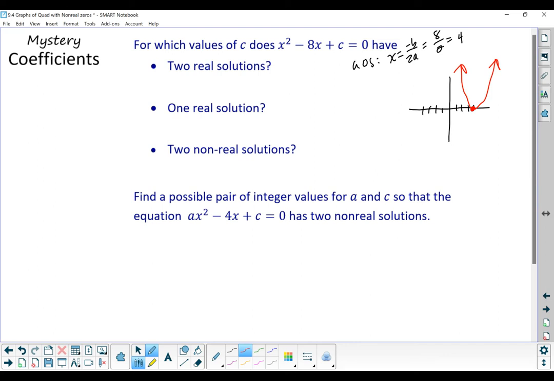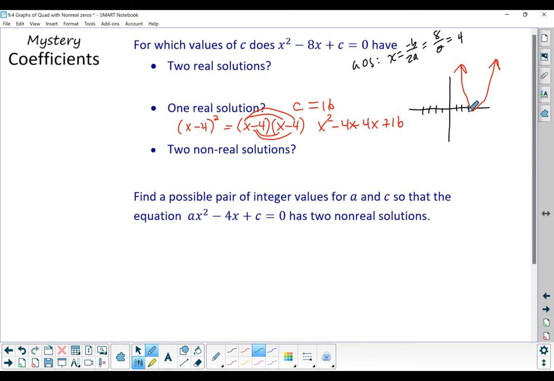So if we have a vertex right there, one way of doing this would be to think that one version of the equation is x minus 4 squared. Well, that's the same as x minus 4 times x minus 4, and that's x squared minus 4x minus 4x plus 16. So that would be a c value of 16.